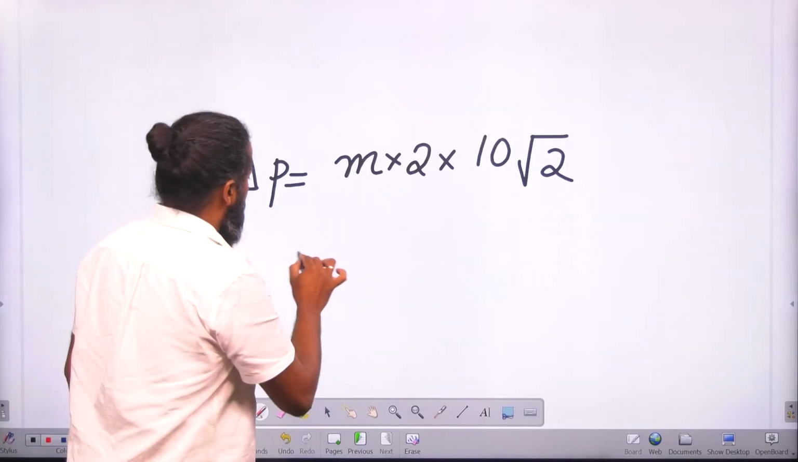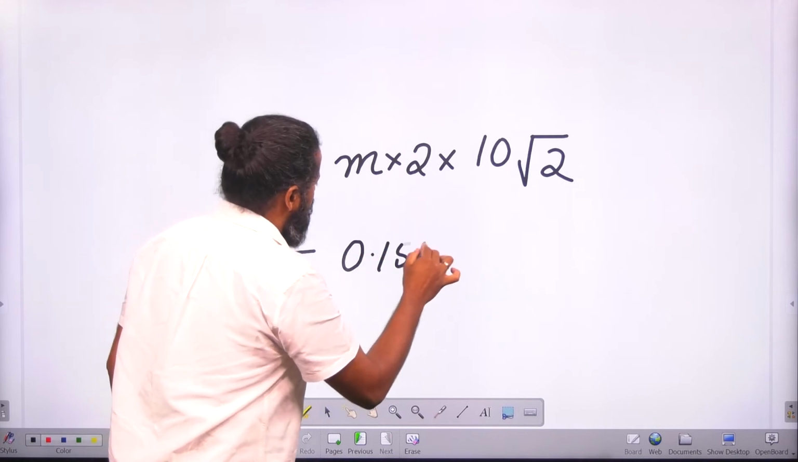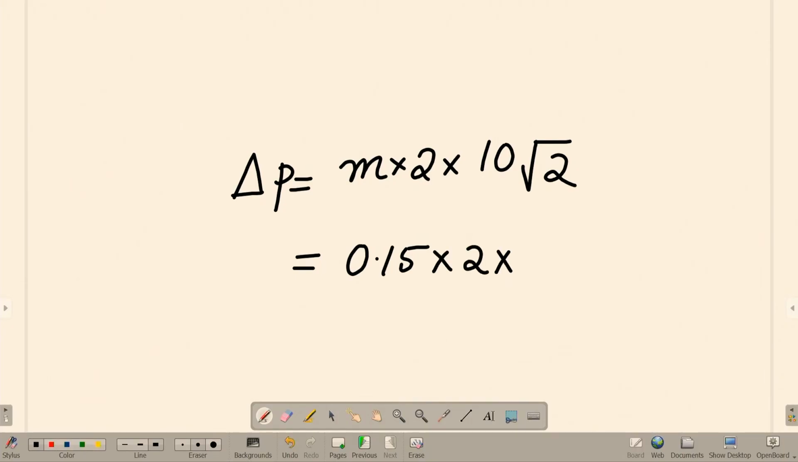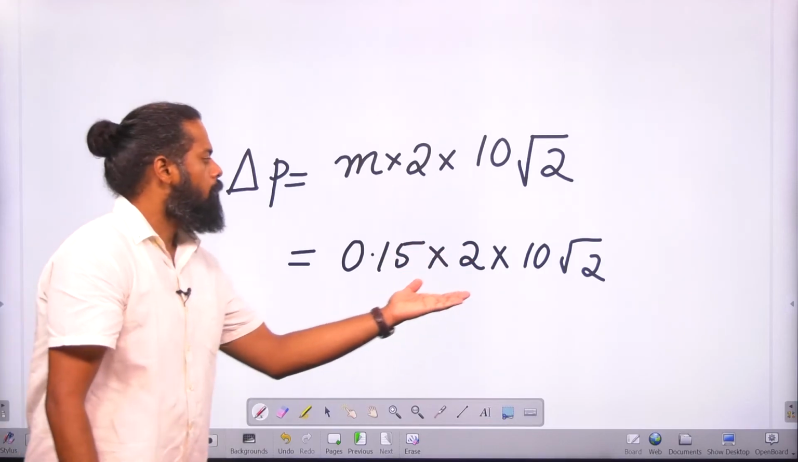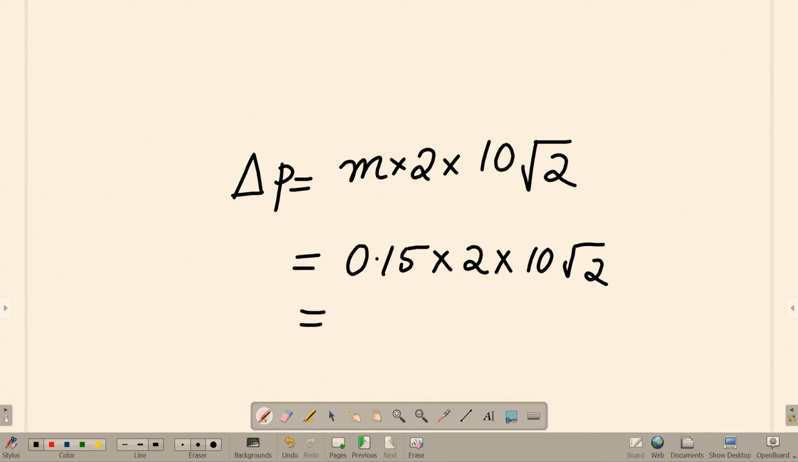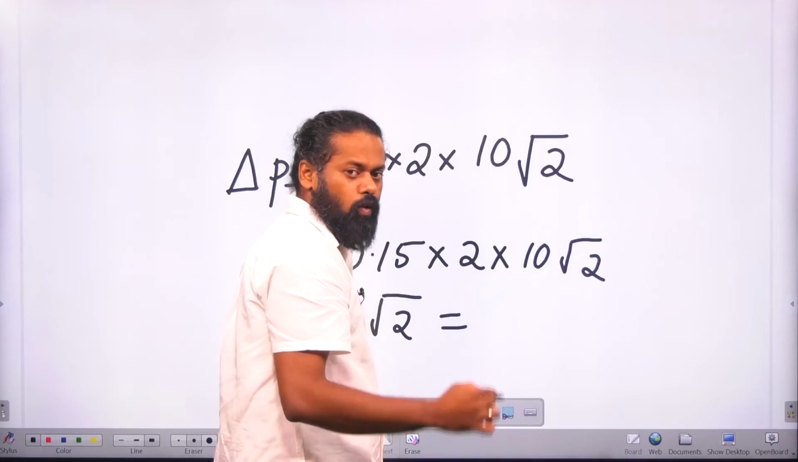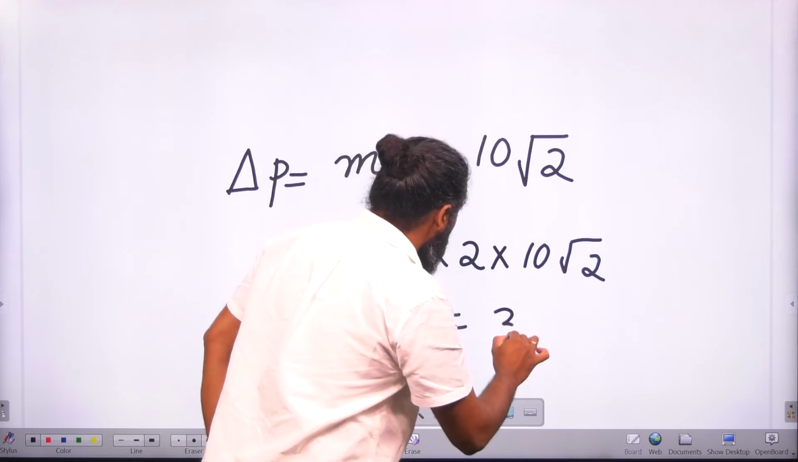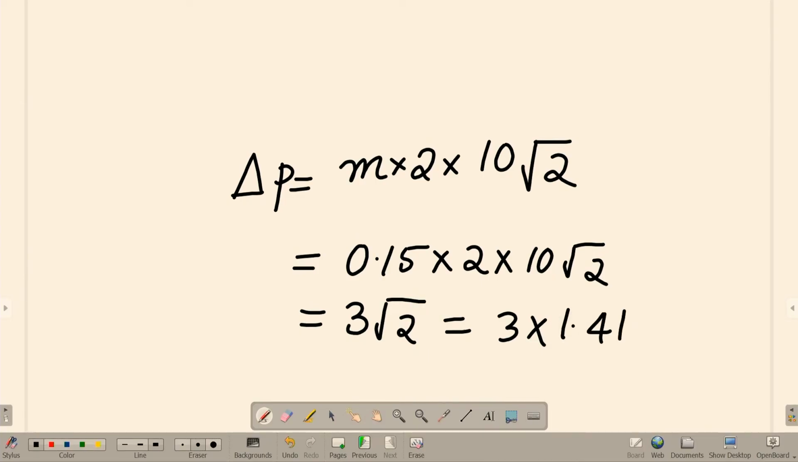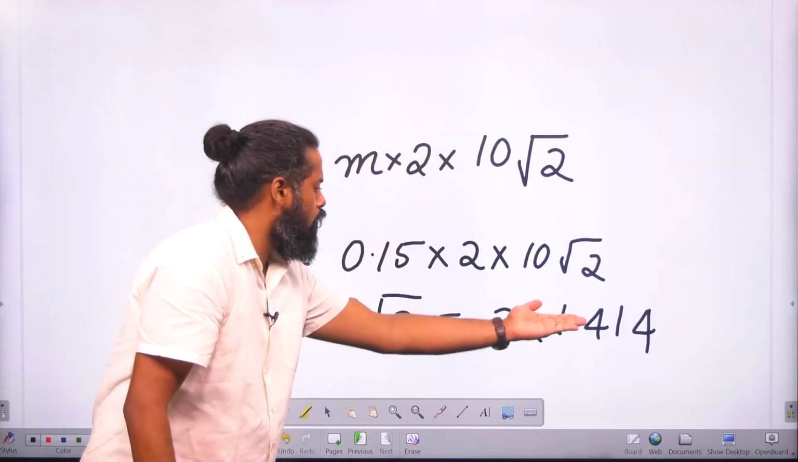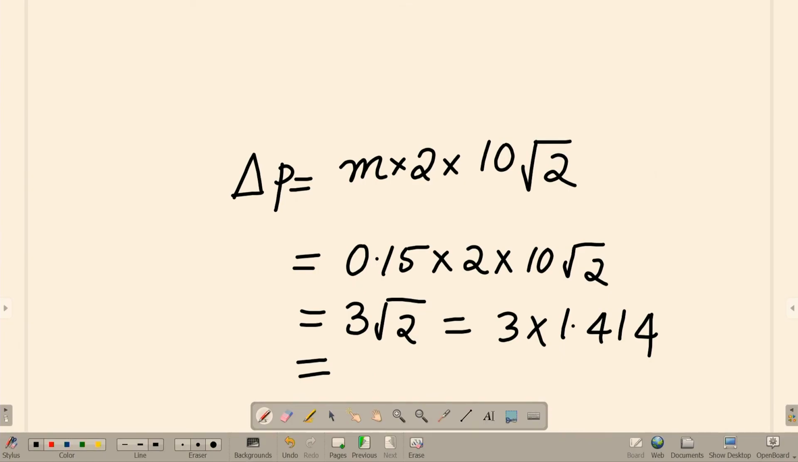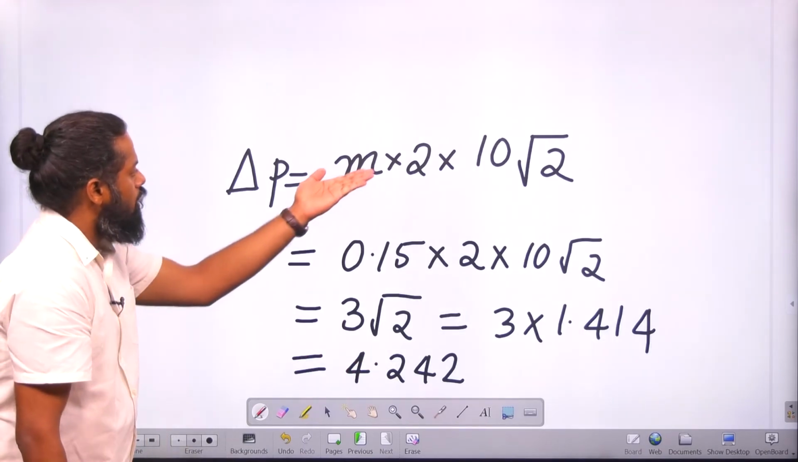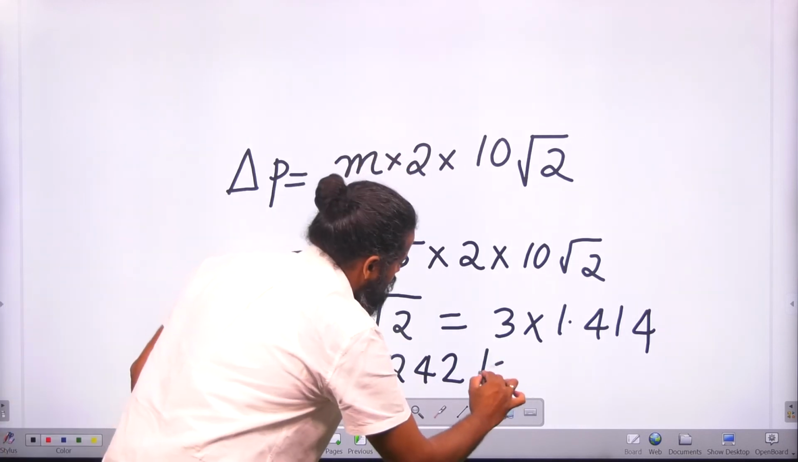Now, how much is this value? Mass is given as 0.15, multiplied by 2 multiplied by 10 multiplied by root 2. 0.15 into 2 is 0.3, 0.3 into 10 is 3. So this is 3 multiplied by root 2. How much is root 2? 1.414. All of you should keep that value in mind. It's very useful. When you multiply 3 into 1.414, you will finally get 4.242. This is the final answer. This much kilogram meter per second is the change in momentum.